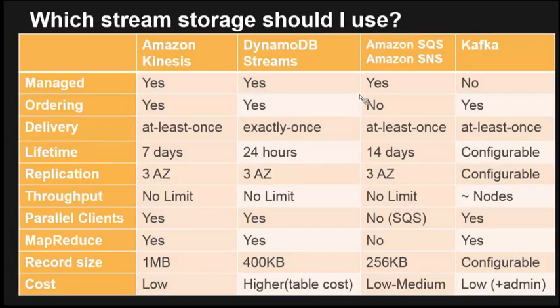And to get more concrete here, which stream storage system should you use? What I've done here is pick out the various characteristics such as managed, ordering, delivery, lifetime, replication, going down to cost, etc. So let's compare Kinesis and Kafka, for example. Only the first 3 services, Kinesis and DynamoDB streams among them, are managed services. Kafka is not. In terms of ordering, except for SQS and SNS, all of the other services, Kinesis, DynamoDB streams, or Kafka, are order preserving.